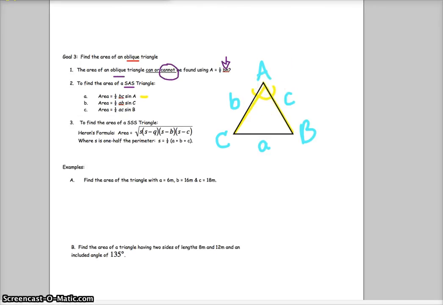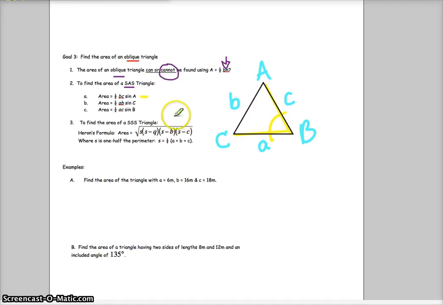If you are going to use 1/2 AB times sine of C, here's side A, side B, and the sine of the angle that those two sides create. Let's look at the third formula and see if it has the same relationship. 1/2 AC sine of B. So 1/2 of side A times side C times the sine of the angle that those two sides create.